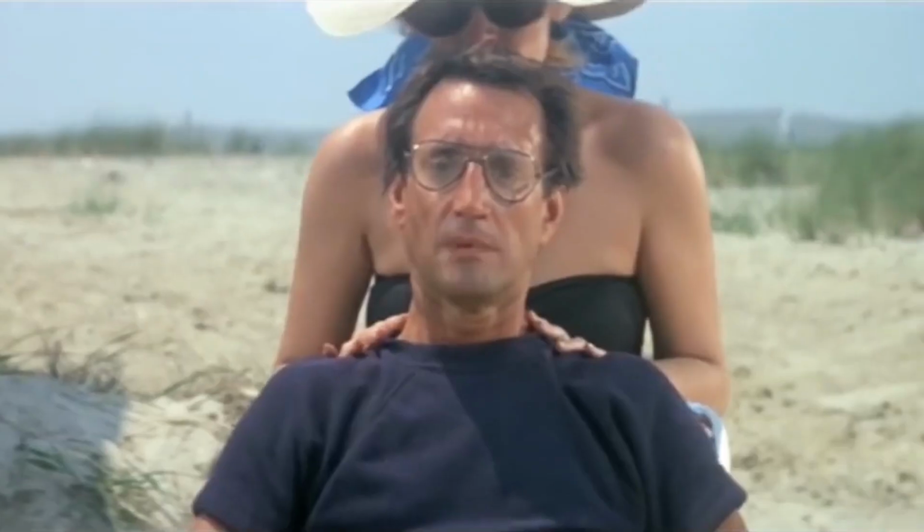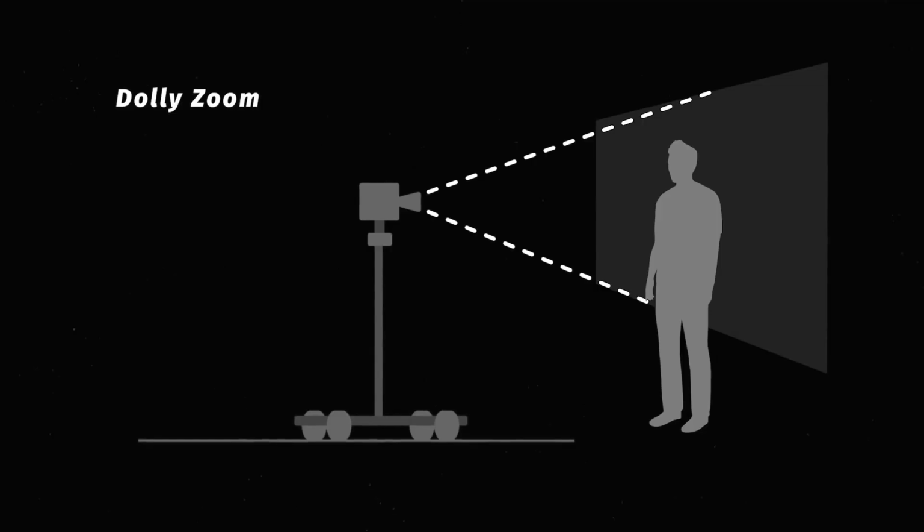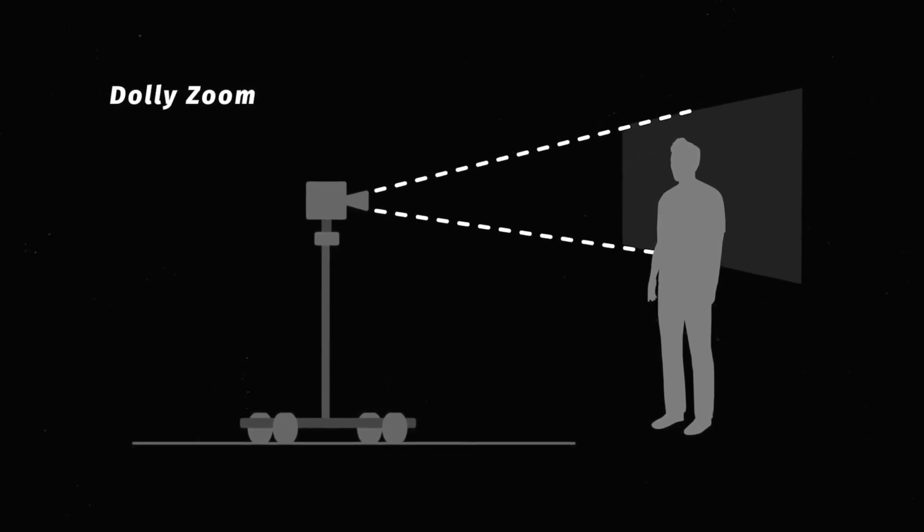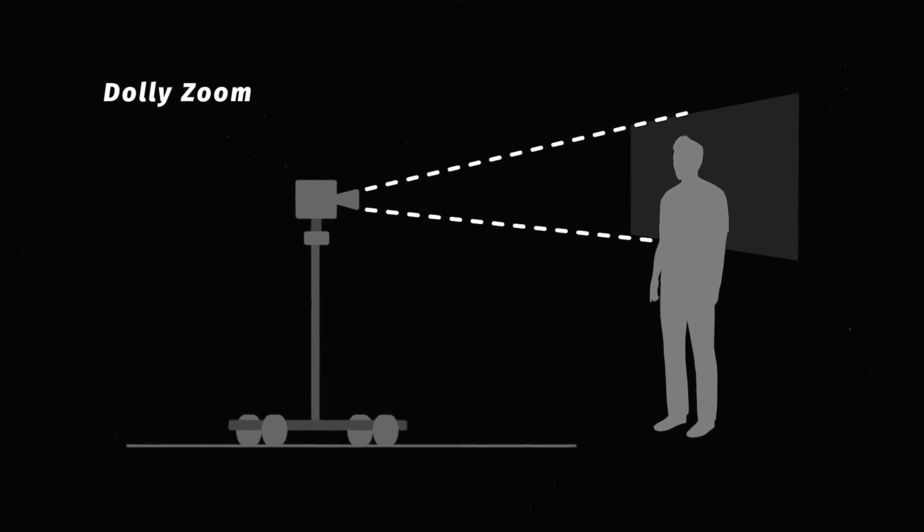If you want to go super crazy, try a dolly zoom shot. This is sometimes referred to as a Zolly shot or the vertigo effect. To do this, just zoom the camera in while it's dollying out. And if you do it right, you can get some really cool effects.